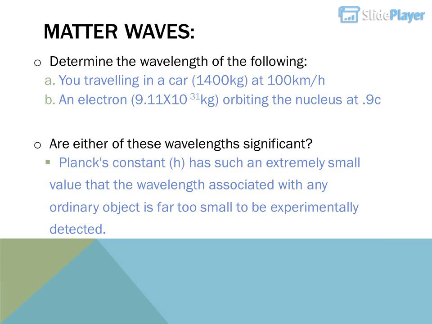Matter waves: determine the wavelength of the following. You traveling in a car, 1,400 kilograms, at 100 kilometers per hour. An electron, 9.11 × 10^-31 kilograms, orbiting the nucleus at 0.01c. Are either of these wavelengths significant? Planck's constant, h, has such an extremely small value that the wavelength associated with any ordinary object is far too small to be experimentally detected.